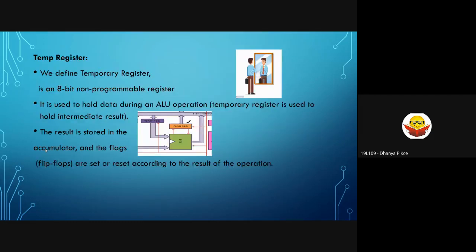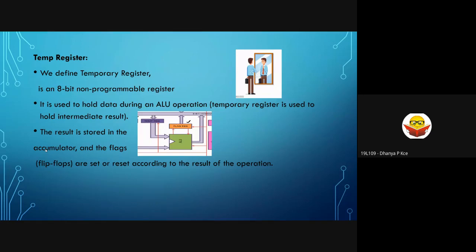Temp register, which is also a temporary register, but this is where we find it during the ALU operation. I said while explaining the speciality of the accumulator that one operand by default gets stored in the accumulator, but what about the other operand? If I haven't defined any register, by default the CPU will take one temporary register and store that second operand in it, and then after getting the result, it will get stored into the accumulator.